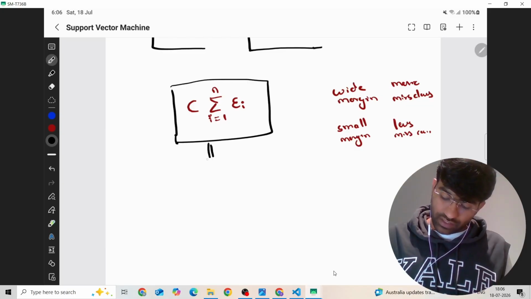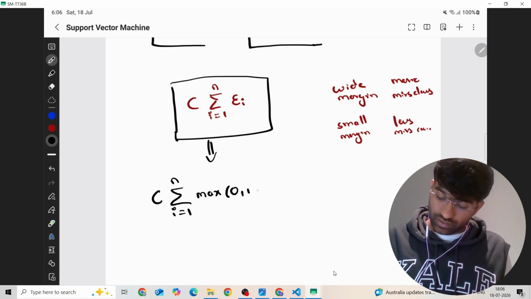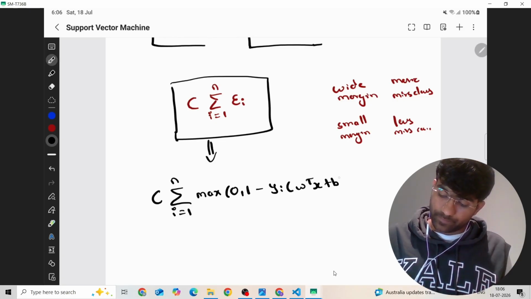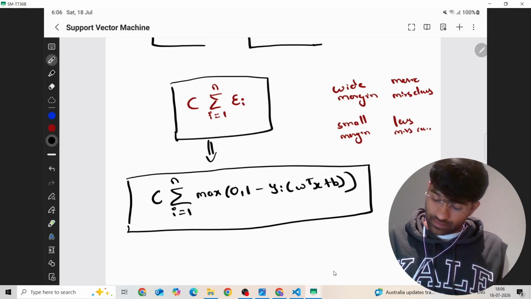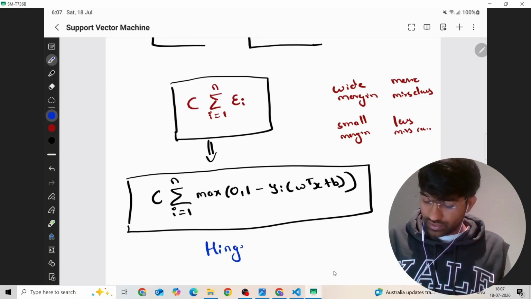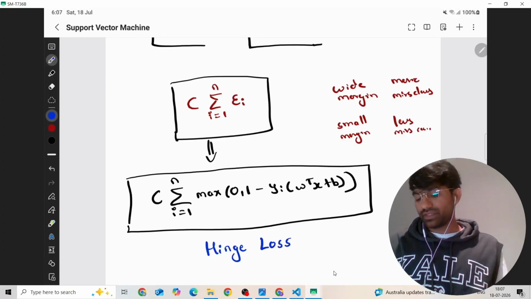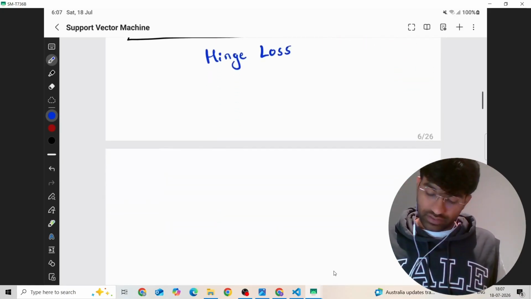And what is our error? If we expand the error, C summation of i equal to 1 to n, error is max of 0, 1 minus yi (w transpose of x plus b). This final term is known as hinge loss. So we got our hinge loss.